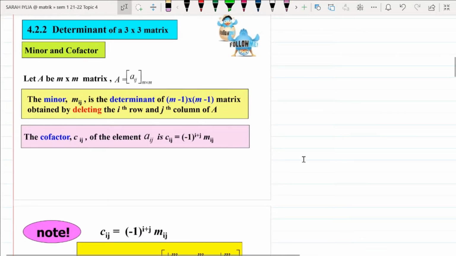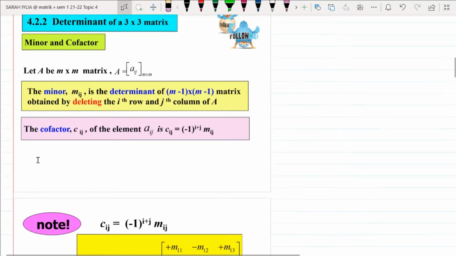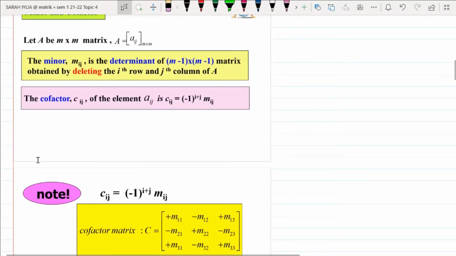Now, moving on to 3 by 3 matrices. Before we start finding the determinant, we must learn two things first. First is minor. Another one is cofactor. So, how do we find minor and cofactor? For minor, we delete the row and the column based on the question's requirement. For cofactor, our formula is fixed: -1 to the power of i plus j, where i and j represent our row and our column, times the corresponding minor.